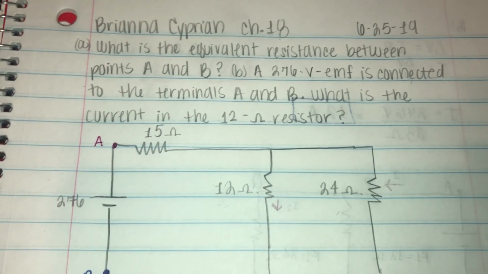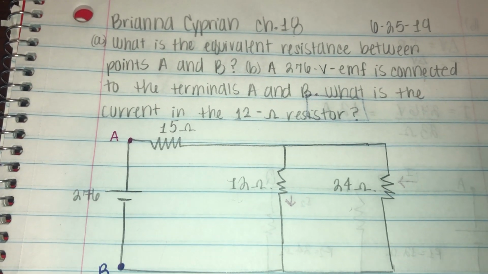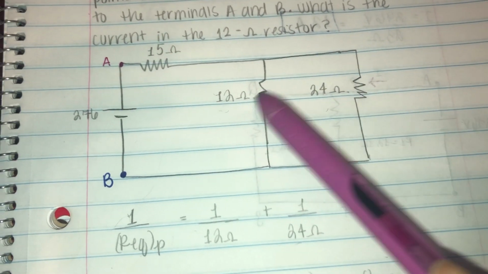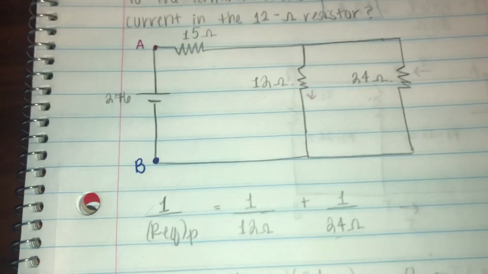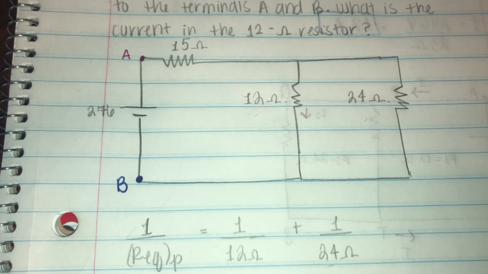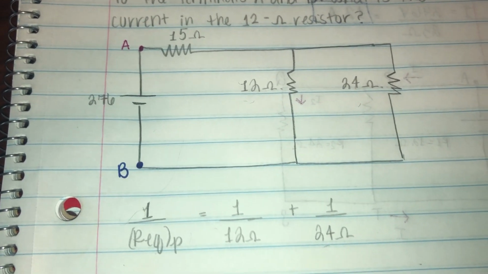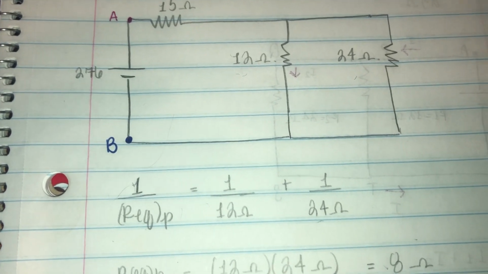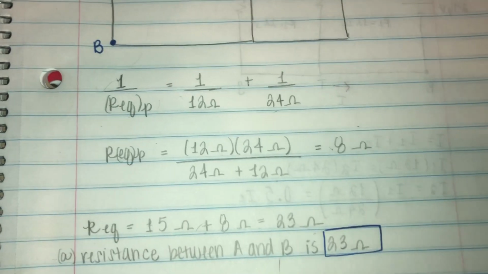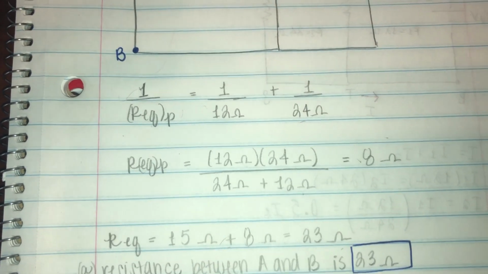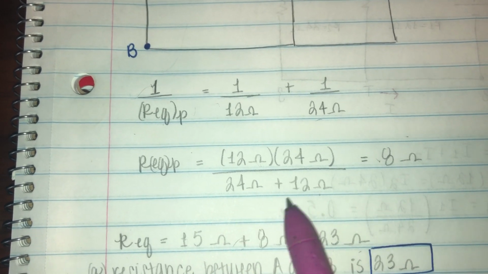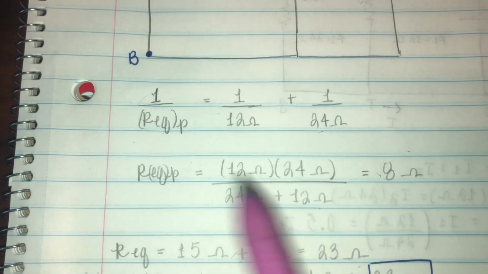So to solve the first step of the equation, from the diagram we see that the 12 ohm resistor right here and the 24 ohm resistor are connected in parallel. So the reciprocal of the equivalent resistance is equal to the sum of the reciprocals of each resistance. We set up the equation like this. We get 12 ohms times 24 ohms divided by 24 ohms plus 12 ohms, and that gives us 8 ohms.